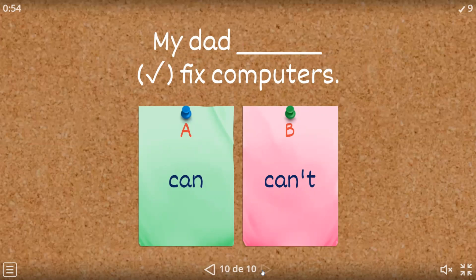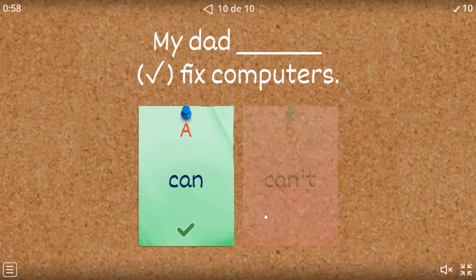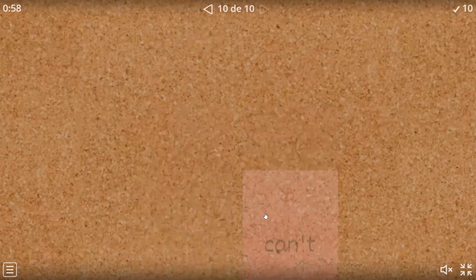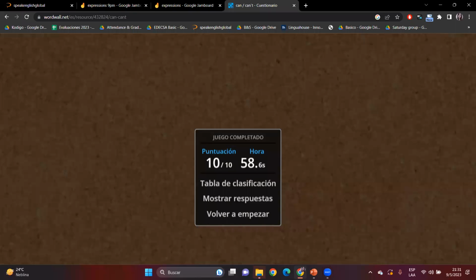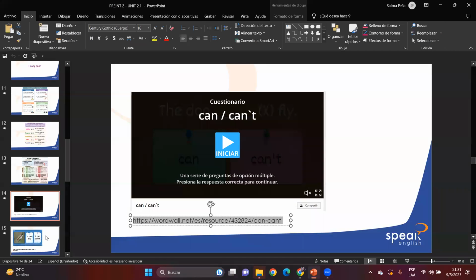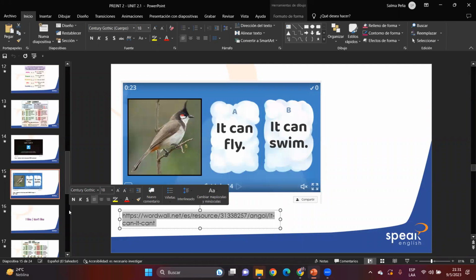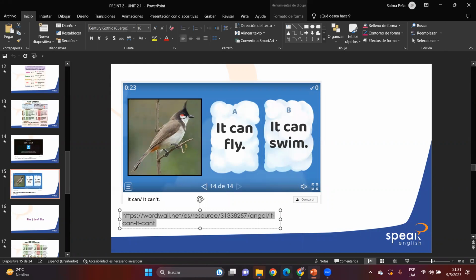Okay, and my dad can fix computers. Exactly. He can fix computers. That's how, yes. So we use it to talk about ability, something that you can do or something that you cannot do. Okay, another related to animals, that could be this one.